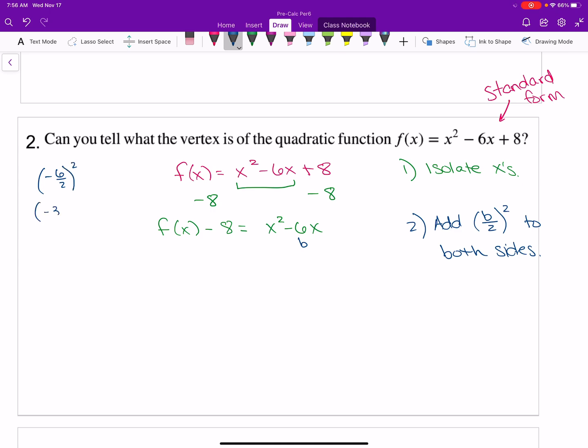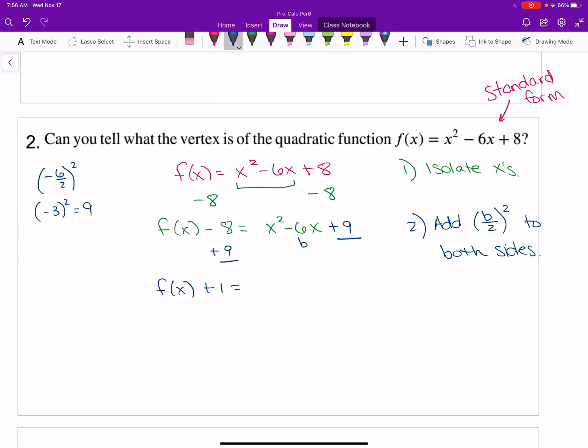So negative 6 divided by 2 is negative 3. And negative 3 squared is 9. And we are going to add the 9 to both sides. So on the left, we can combine like terms. Negative 8 and positive 9 is positive 1.